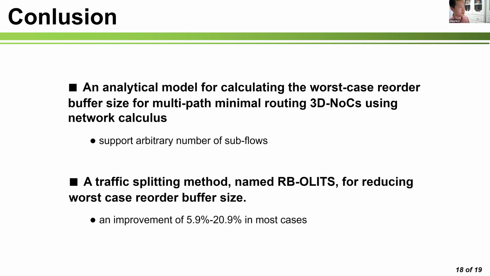So in conclusion, the contribution of this work has two folds. The first, we present an analytical model for calculating the worst case reorder buffer size, so we can support arbitrary number of subflows. The second contribution is that we present a novel traffic splitting configuration method, called RB-OLIS, for reducing the worst case reorder buffer size, also in the analytical model.